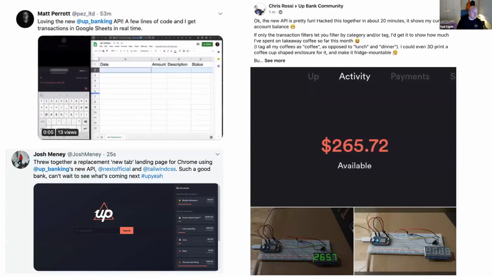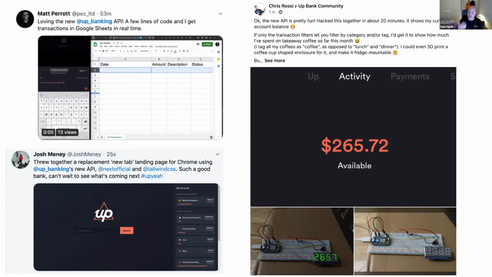Yeah, so it's been a pretty crazy week, and we only shipped this, I think, 2 days ago, and there's already so many people making awesome stuff with it. The top left here is the guy who basically made it so that when he gets a transaction into his account, it gets put into Google Sheets in real time. Bottom left is a Google tab. Sort of when you open a new tab in Google, it tells you what all your balances are.